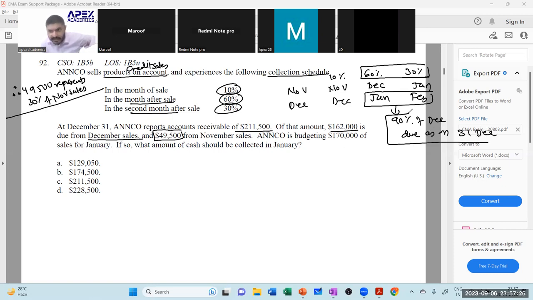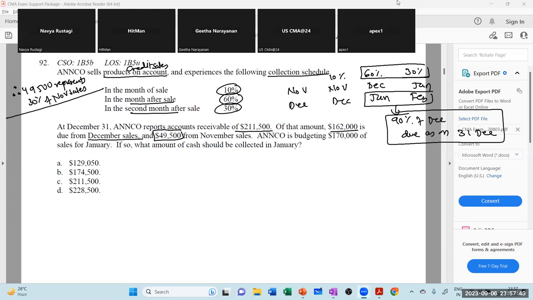Does everybody understand this logic? Yes or no? Please tell me. Who has not understood? Hubli, have you understood? Yes, sir. Hubli, Alok, have you understood? Alok, have you understood? Sir, he left.